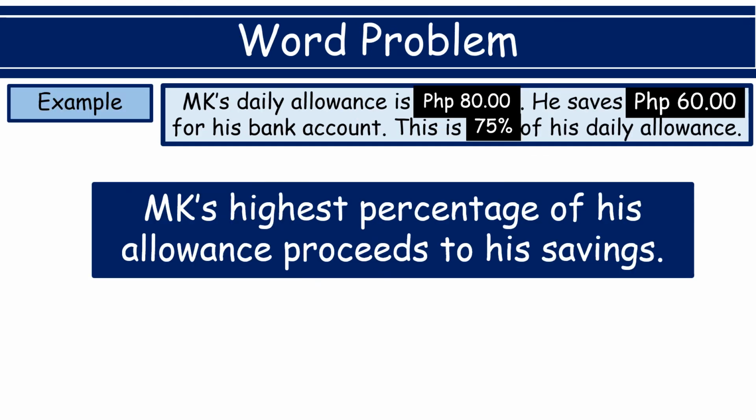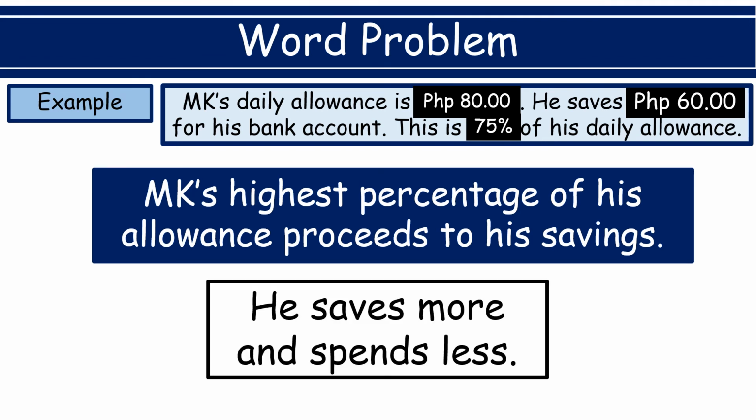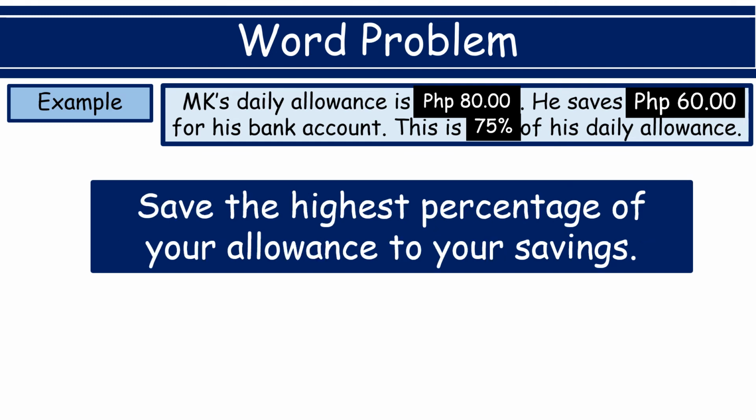Based on our given word problem, MK's highest percentage of his allowance proceeds to his savings. Meaning, he saves more and spends less. And that's really great. So, my dear learners, let us also follow the practice of MK. Save the highest percentage of your allowance to your savings. Okay, my dear learners, did you understand? Let's have more examples for you to better understand our lesson.